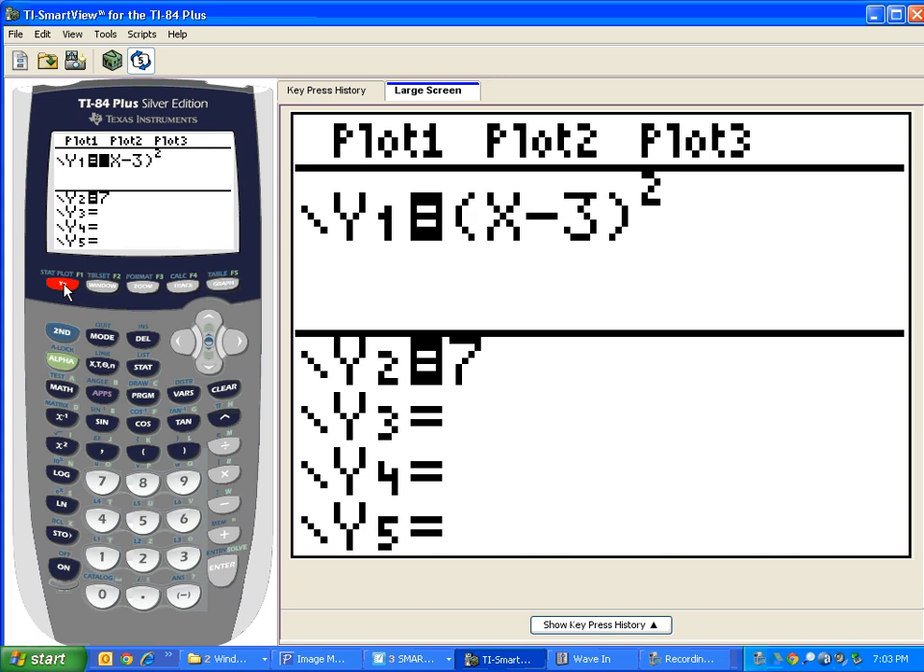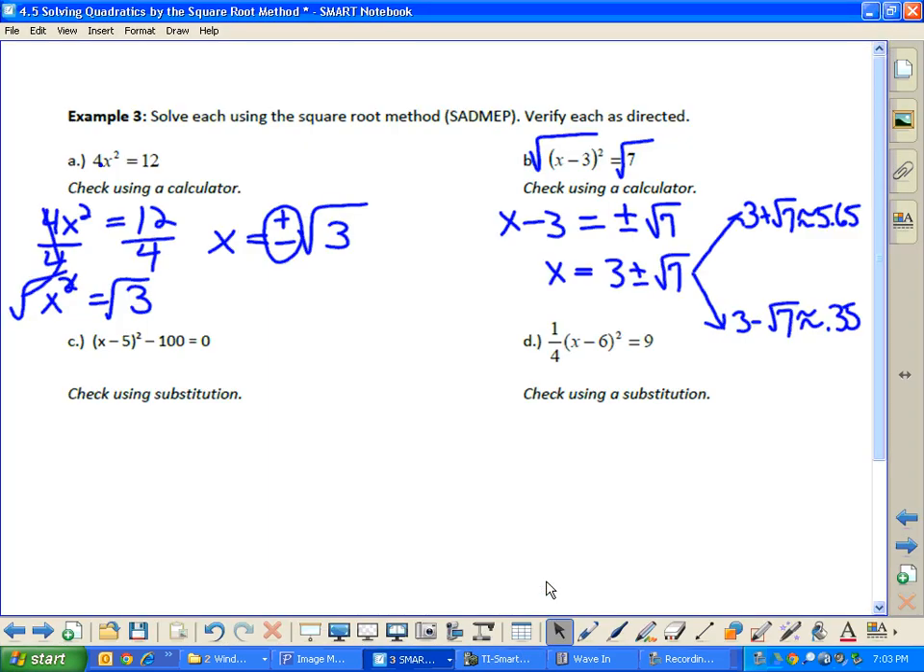Alrighty. So now we have a couple more. This time around we're going to be able to check them with substitution. But the process is still the same. I undo any subtraction or addition that I see in the problem. Essentially I see this minus 100 here, so I'm going to add 100 to both sides. So I have x minus 5 squared equals 100.